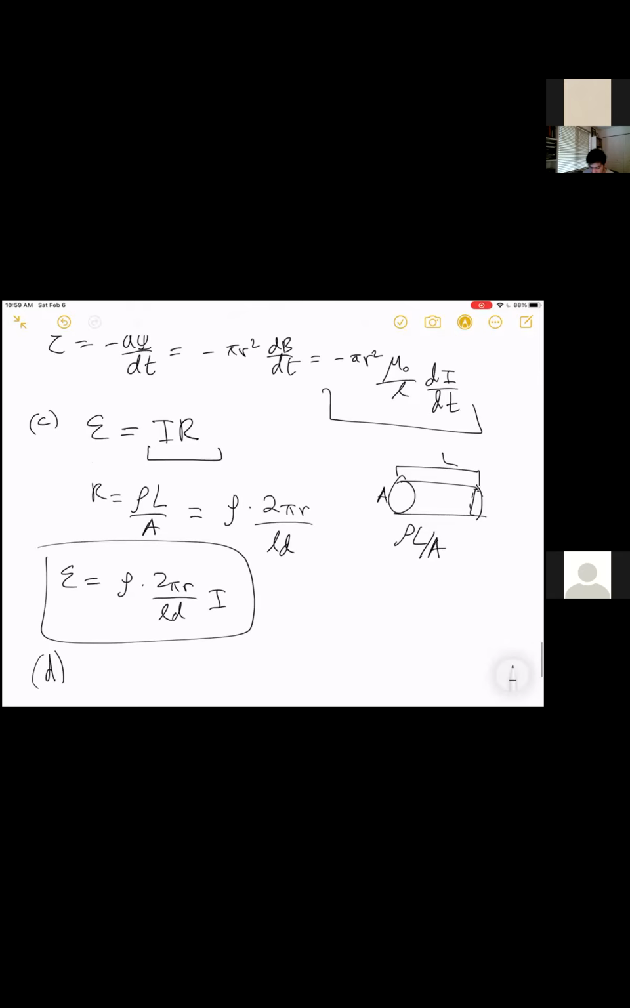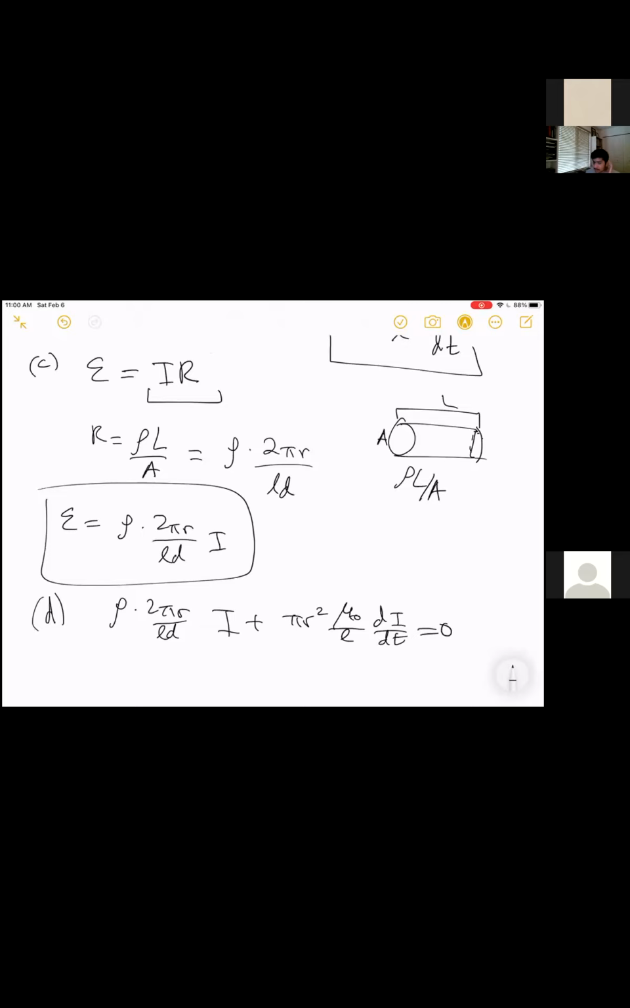So now in part D, I can just set these two to be equal. Rho times 2 pi R over L D times I plus pi R squared, and so on. Essentially just an RL circuit. I'm not going to go through it, but with this differential equation, you can easily find I of t. It'll be a decaying exponential: I of zero times e to the negative t over tau, where tau is some ratio of two of these guys. You can calculate that out. So the point of this problem was that it was secretly just an RL circuit.